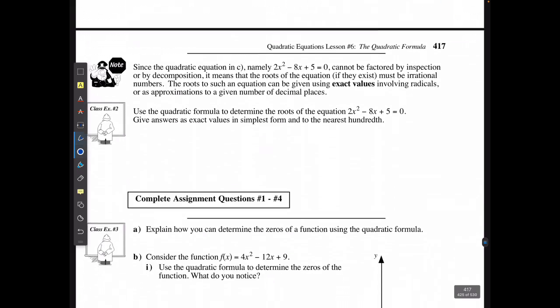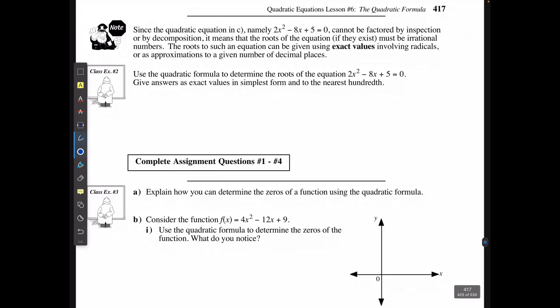So this is just another method that we can use to solve these. Now, when we try and apply this, for example, C, 2x squared minus 8x plus 5, I'm going to do the same thing, where I'm going to start by listing them out. A is equal to 2, B is equal to negative 8, and C is equal to positive 5. Then I'm going to substitute them into my equation.